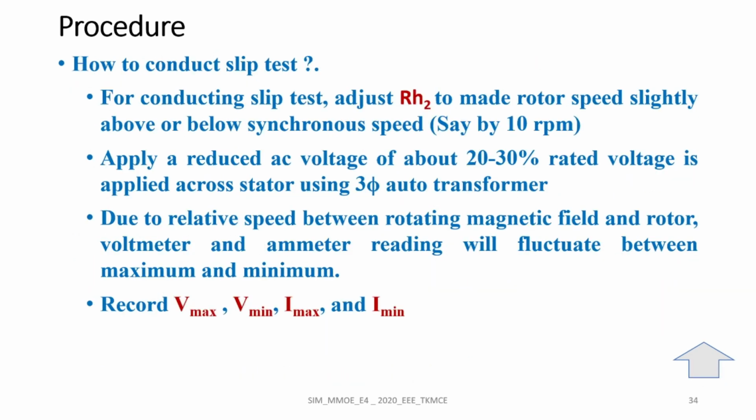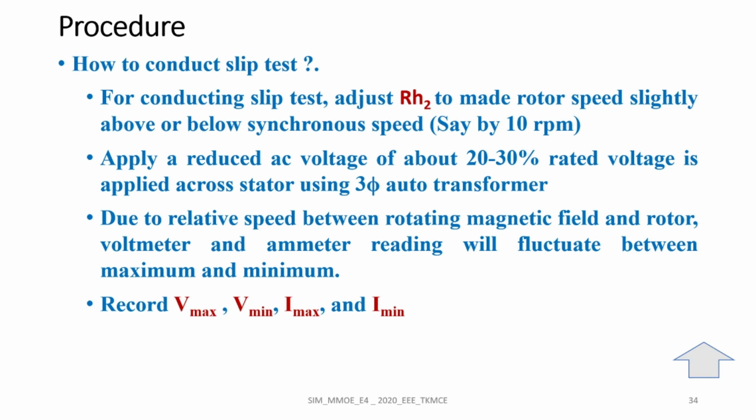So after ensuring this condition, how to conduct the slip test? For conducting the slip test, we need to adjust the field rheostat of the prime mover and make the rotor speed slightly above or below synchronous speed. Say the rated speed of our alternator is 1500 rpm. Now by adjusting RH2, we are increasing its speed slightly more than the synchronous speed, say 1510 rpm.